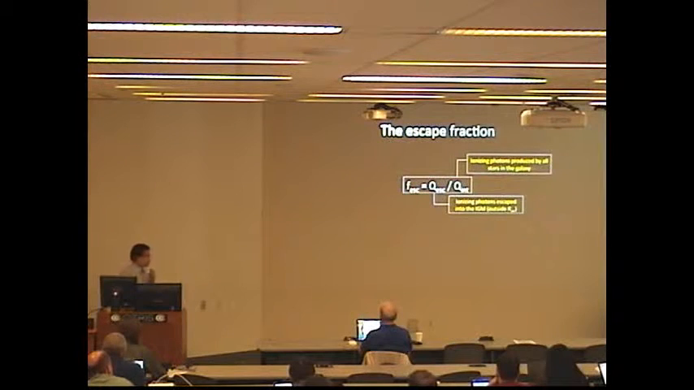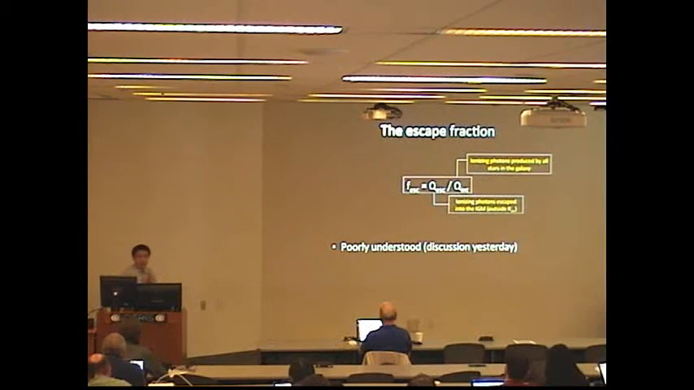From a galaxy modeling perspective, the escape fraction is defined as the ionizing photons that escape to the IGM, or outside the virial radius, divided by the intrinsic ionizing photons produced by all stars in the galaxy. As we discussed a lot yesterday, this quantity is poorly understood.